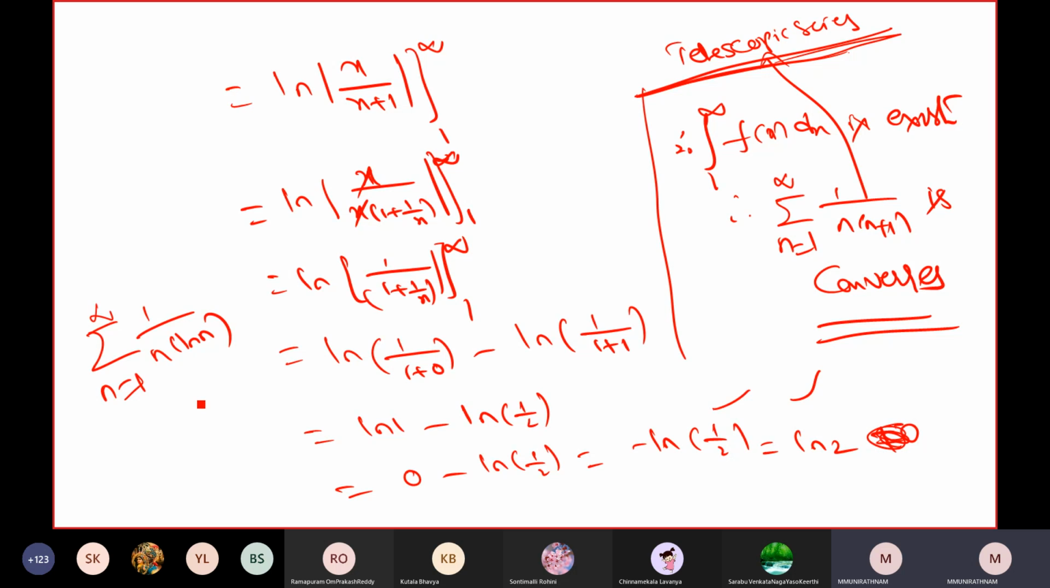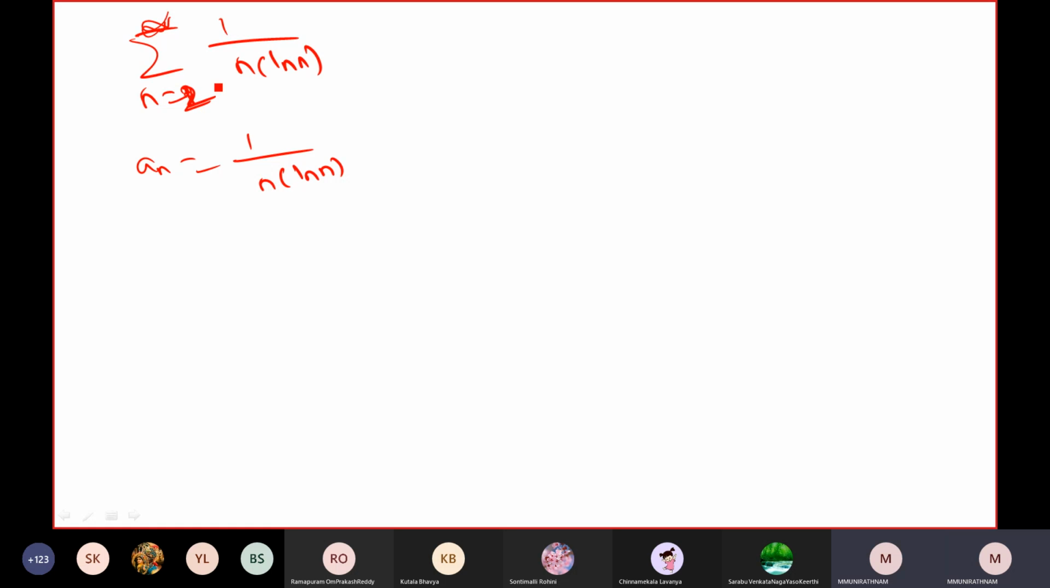Yes, please. Any doubts? Summation n equal to 1 to infinity 1 by n into ln n. Did you do it? So what is an here? 1 by n into ln n. And not 1, we wrote 2, because for n equal to 1, ln 1 is 0, and 1 by 0 is infinity. Write 2. Okay? So an is greater than or equal to 0 for all n greater than or equal to 2.